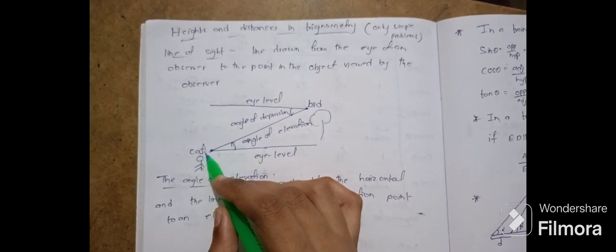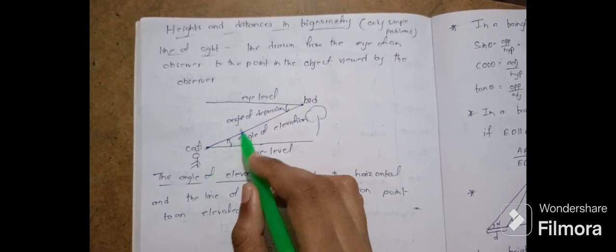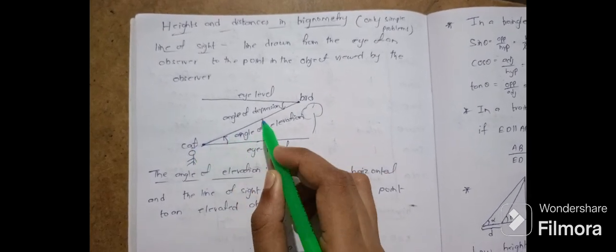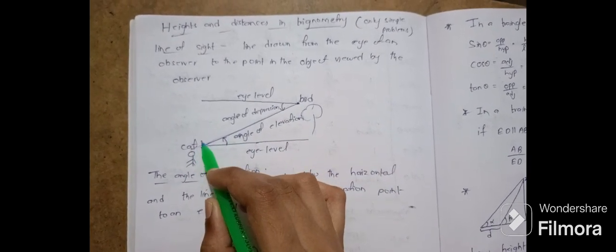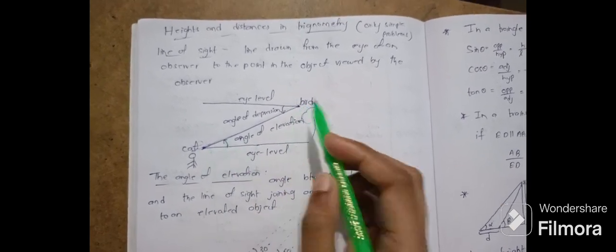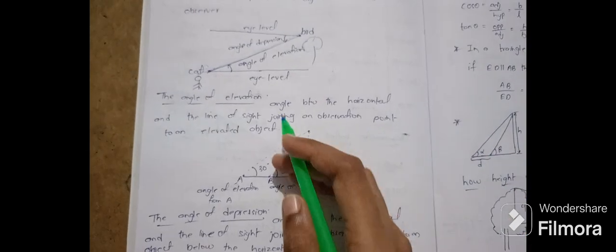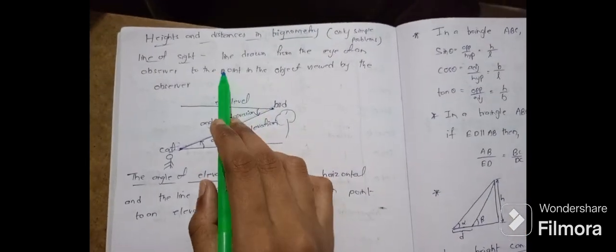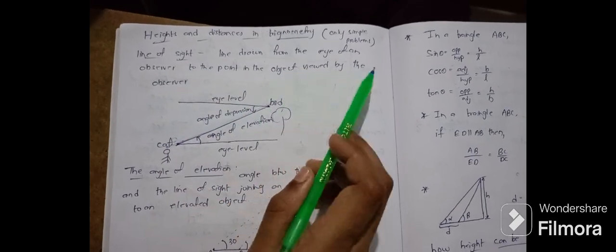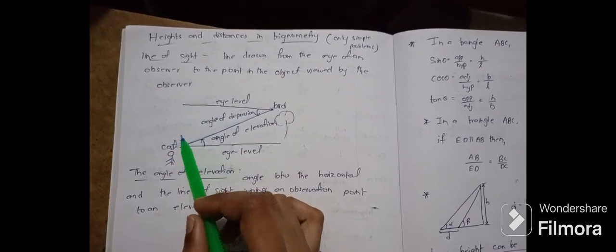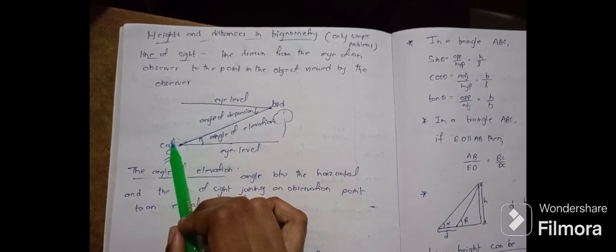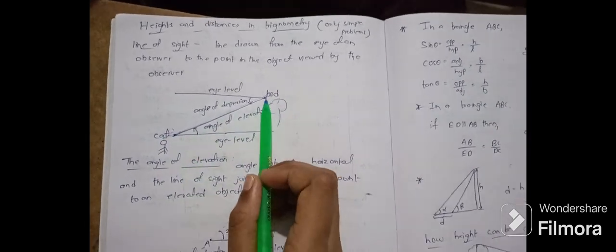Here, as the cat is looking from ground level to a bird which is sitting on a tree, this is known as line of sight. The line from the eyes to the position of an object is known as line of sight. And coming to the angle of elevation, let us go through this definition also. The line drawn from the eye of an observer to the point on the object viewed by the observer. Here it is the observer, it is observing now. It is the line from the eye of the observer to the object. It is known as line of sight.